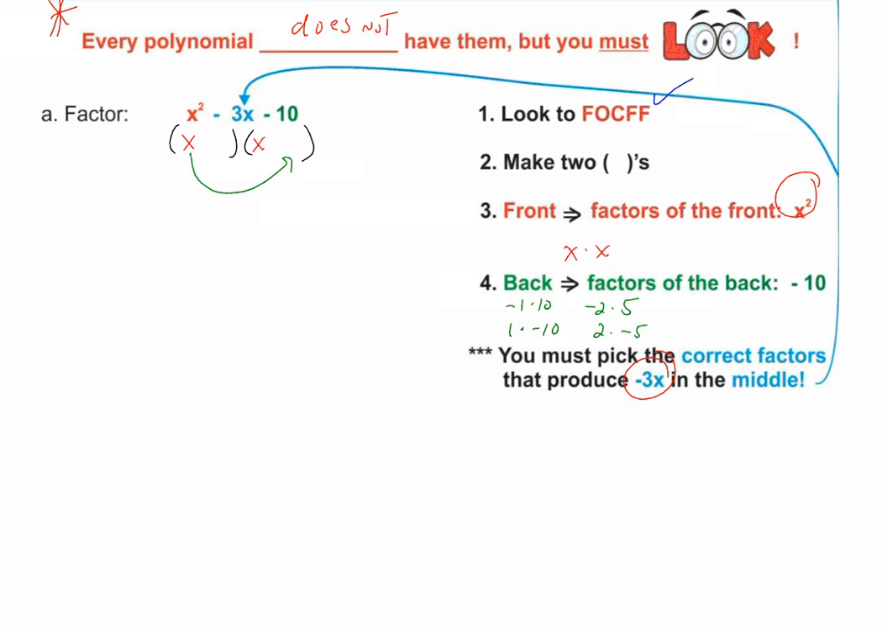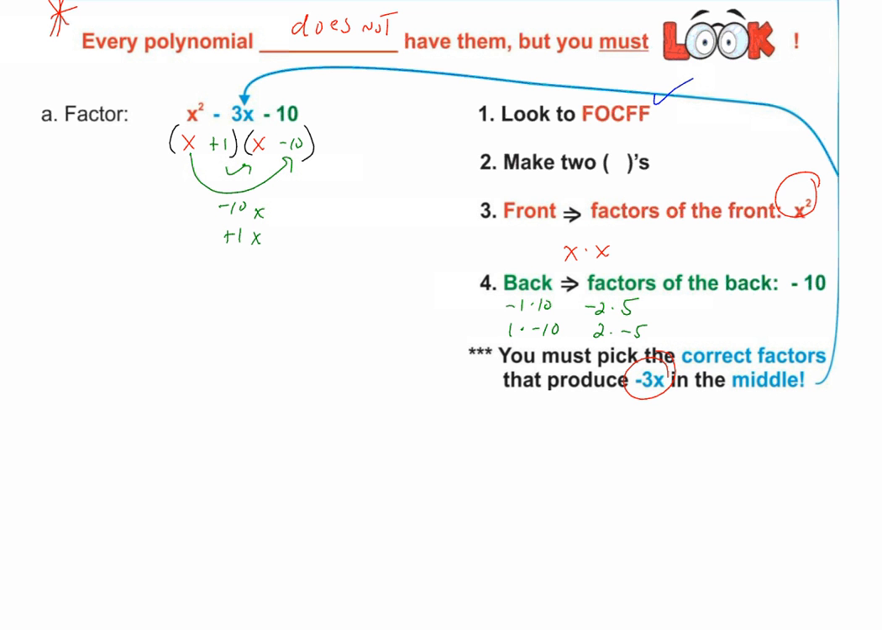That's the way I always do it. So I'm thinking, I got a negative 3 in the middle. If I put a negative 10 here, I already have a negative 10x. I have to therefore put the 1 there, and that's a positive 1x, and that's not going to get me the negative 3x in the middle, is it?